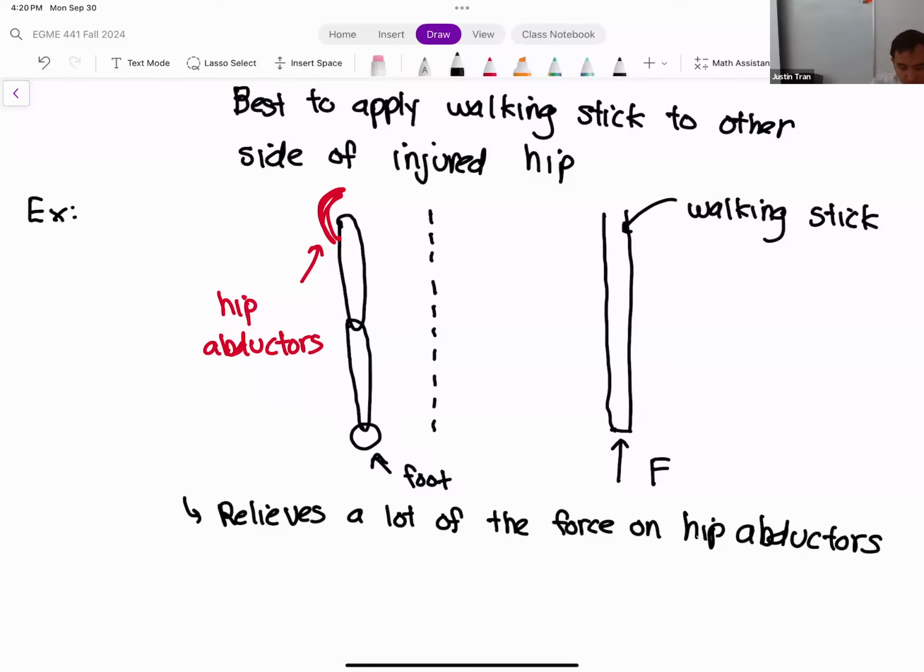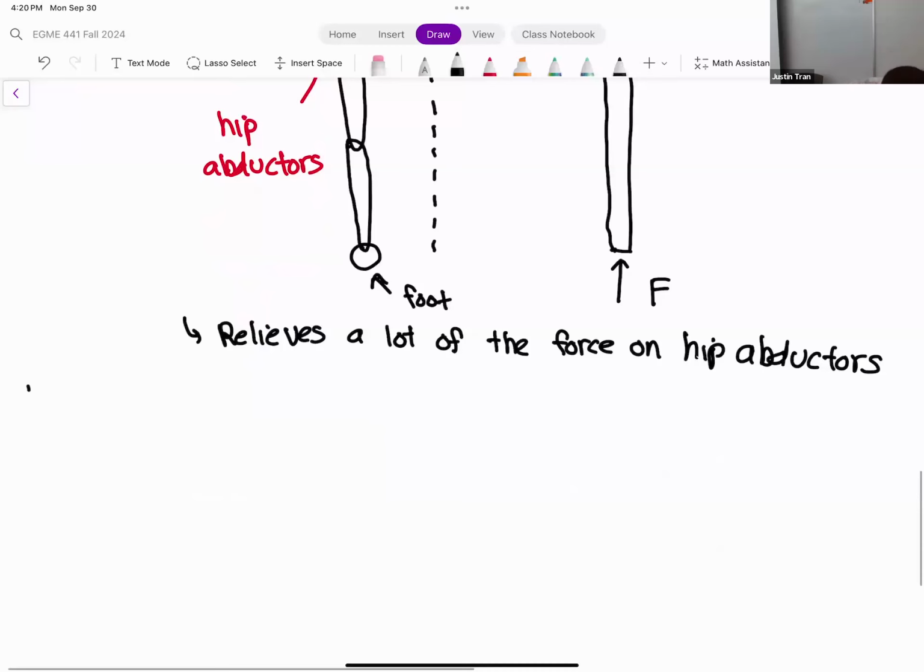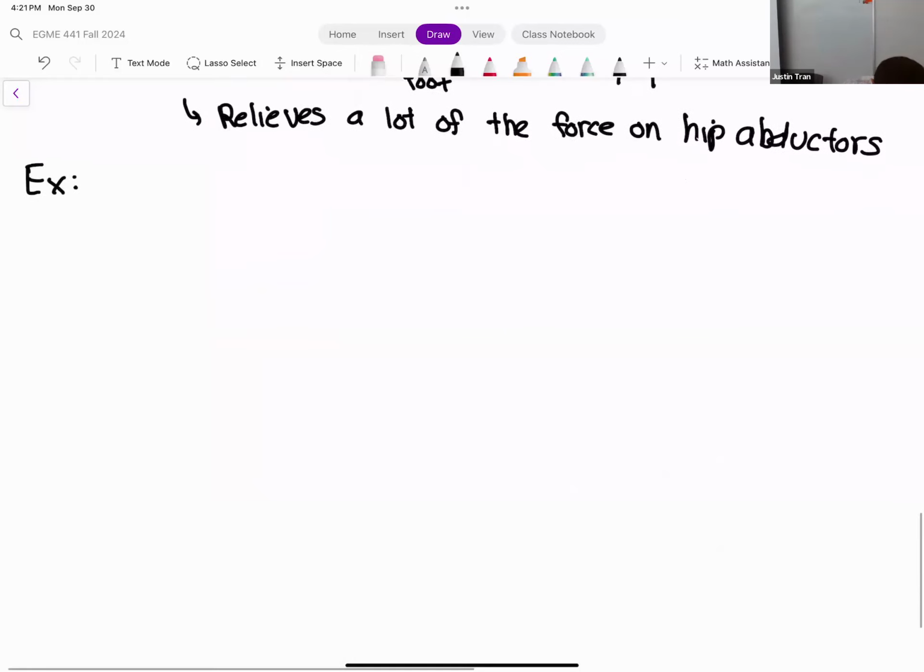Okay, so I have another example here to show you the difference in the force. So we can put some numbers on this. Are there any questions on this concept here? Okay, all right. So let's do an example, and let's see how this affects the amount of force. Okay, so I'm going to draw a free body diagram here of the entire leg, but the focus is going to be on the hip joint.